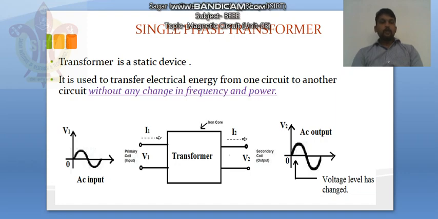Hello student, welcome to the 8th lecture of magnetic circuit. Today in this topic we are going to discuss single phase transformer. So let us start. What is a single phase transformer?